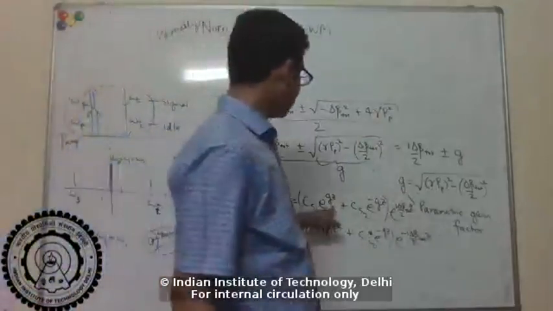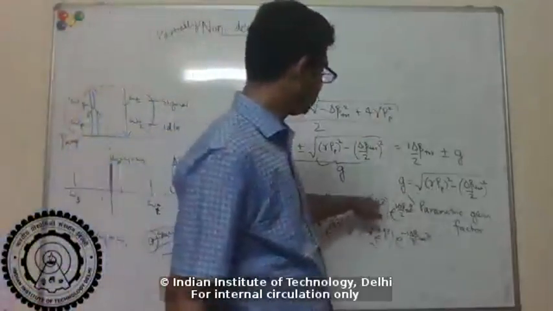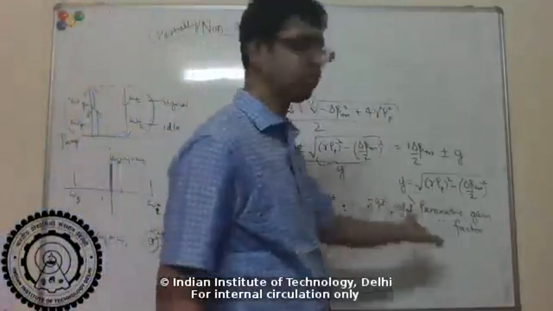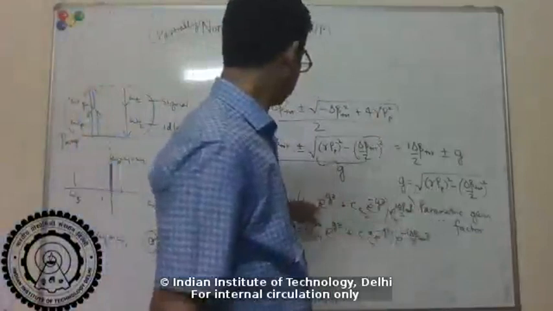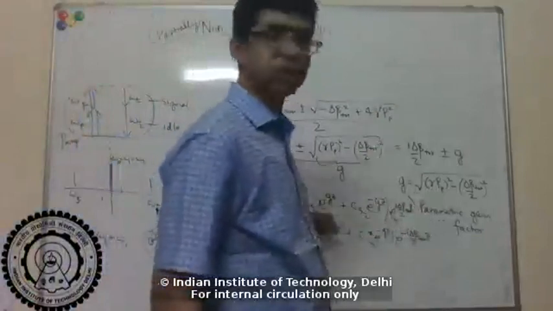So for example, if G is large, then this second term, e to the minus GZ, will eventually become very small. So you can just neglect that and you can see that it will be basically exponential gain.